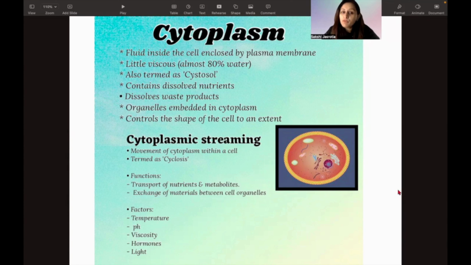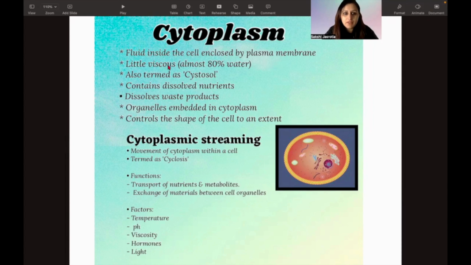Okay, now before we start with the various organelles in the cell, we will first of all talk about the cytoplasm. So cytoplasm is the fluid that is enclosed by the plasma membrane or the cell membrane. So the liquid which is present inside the cell, and it is confined via the plasma membrane, is the cytoplasm.